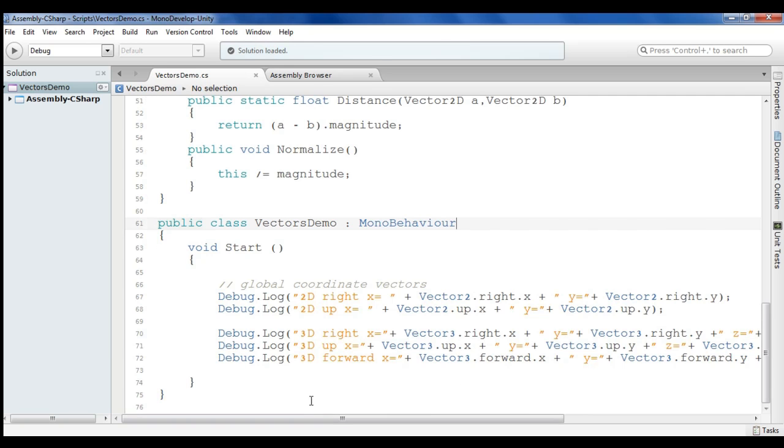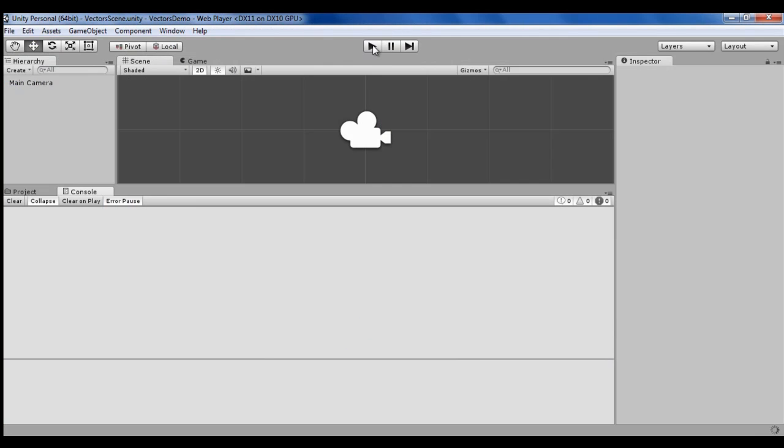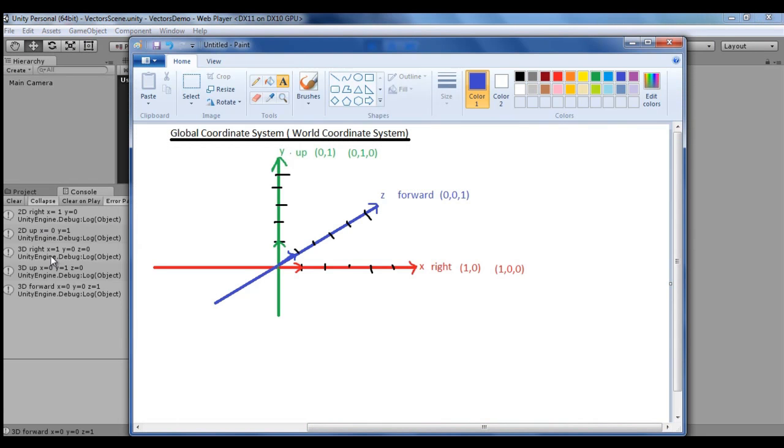Let us save and come back to Unity. Let us run and check. You can see here that 3D right vector x is 1. The same thing we have here, x is 1. y is 0, same thing we have, y is 0, z is 0. Then 3D up vector x is 0, you can see x is 0, y is 1, you can see y is 1, z is 0, of course z is 0. And forward vector x is 0, y is 0, z is 1.